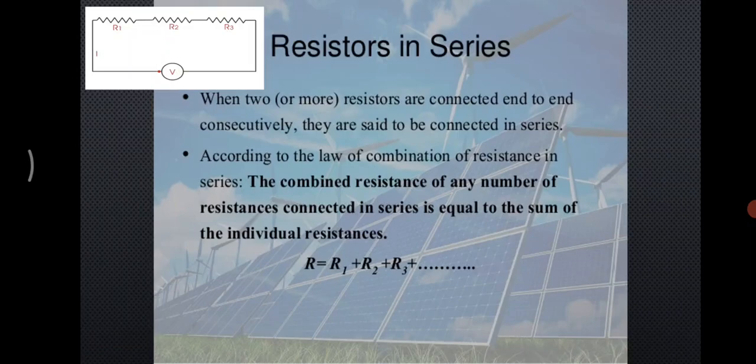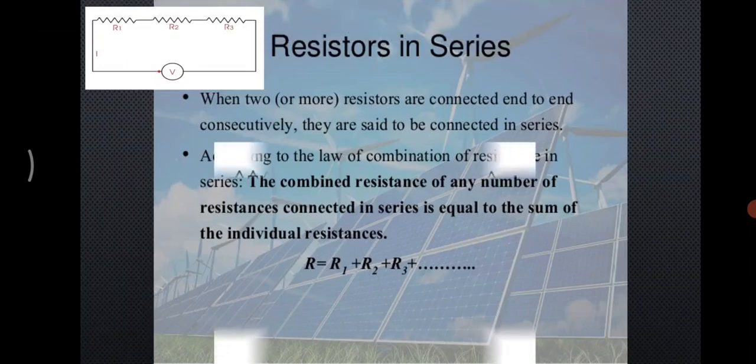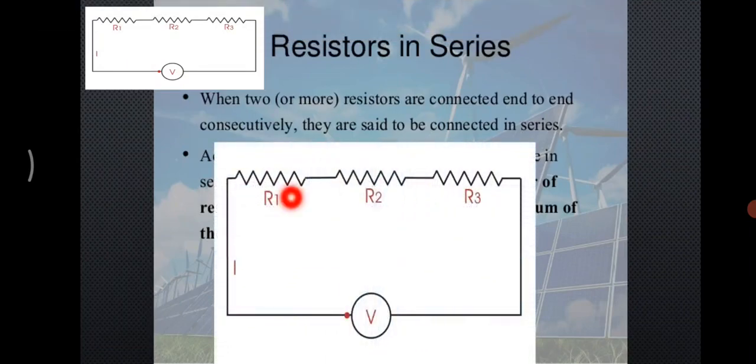When two or more resistors are connected end to end consecutively, means one after the other, they are said to be connected in series. Now I'll show you one diagram. You can see here R1 connected to R2 connected to R3. Here you can see a voltage source and a voltmeter connected. Usually it is connected with batteries.